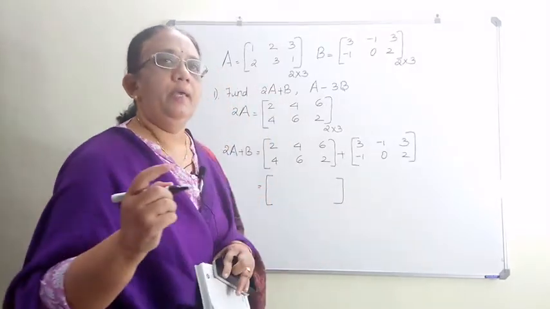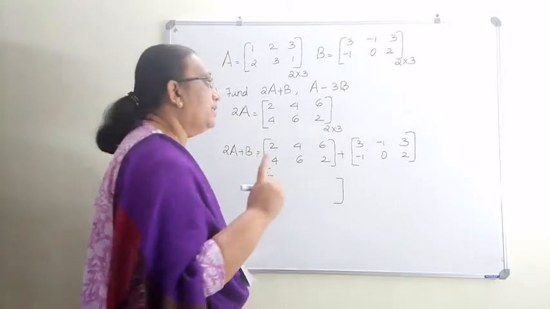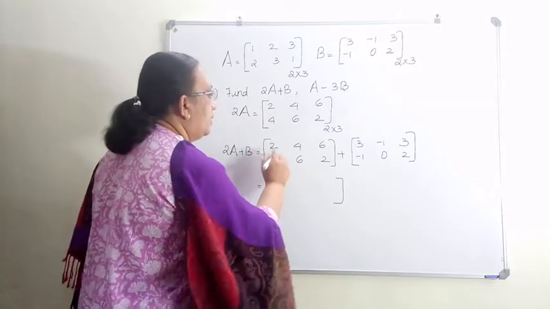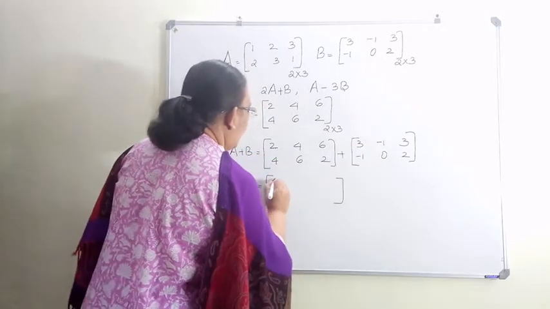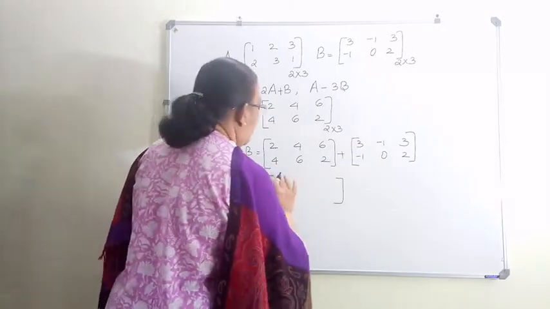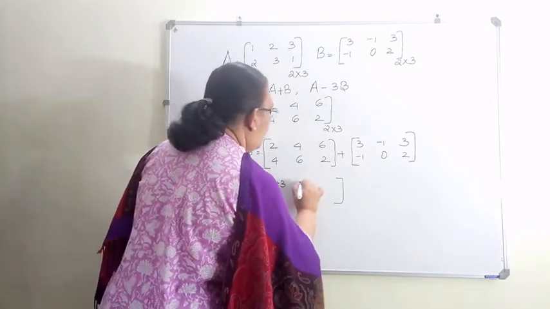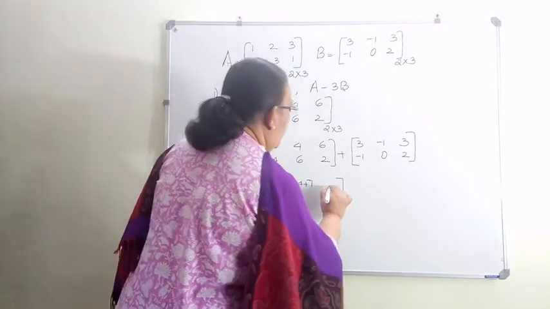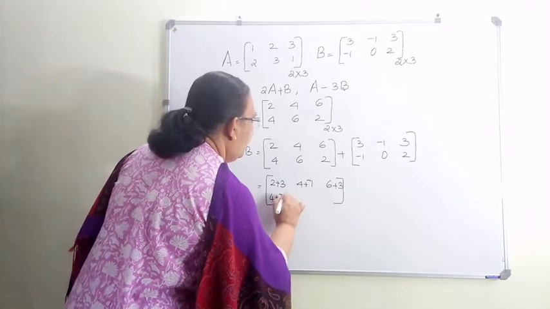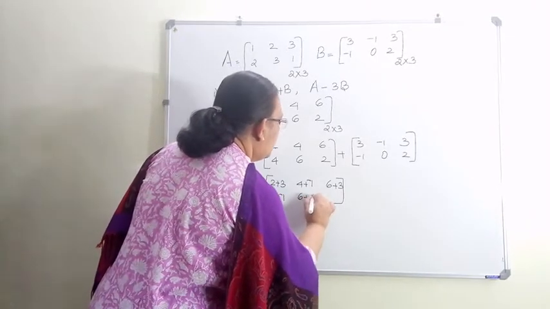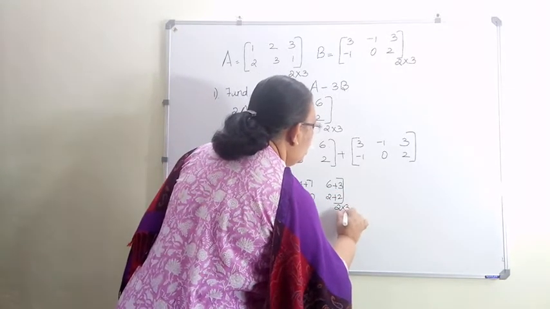Now, how do you add these two matrices? They are added by adding the corresponding elements. A11 is 2, here it is 3. 2 plus 3 is equal to 5. Next one, 2 plus 3. What will be the next one? 4 plus minus 1, 6 plus 3, 4 plus minus 1, 6 plus 0, 2 plus 2. And the order is 2 by 3.